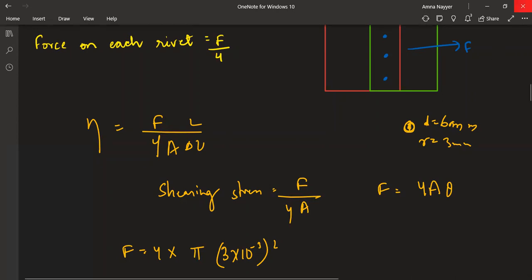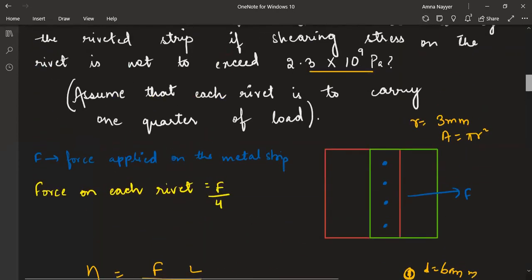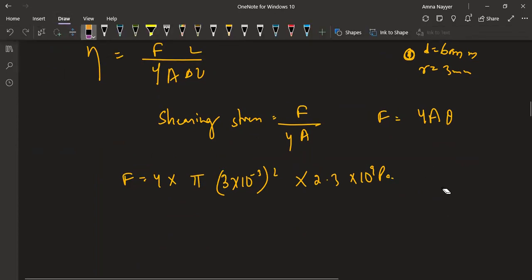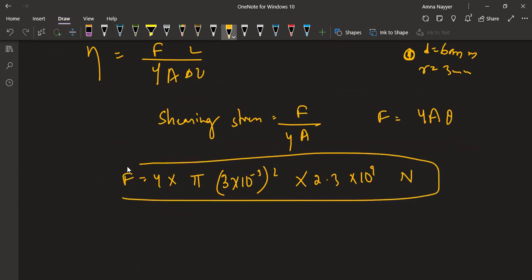And shearing stress is given how much? 2.3 into 10 to the power 9 pascals. So the entire unit will come out to be in terms of Newton. This much Newton is the answer.